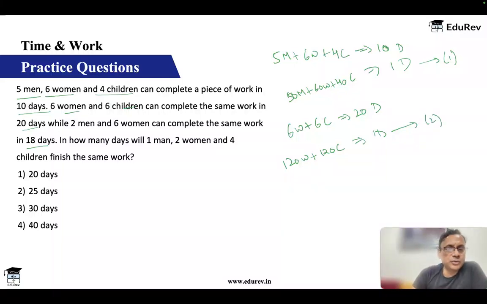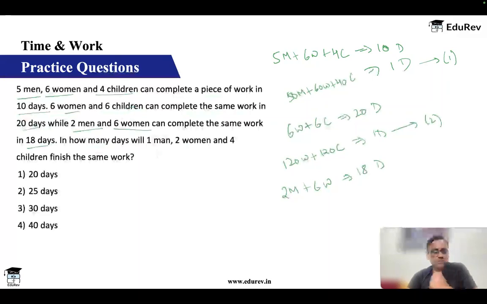And then I have 2 men and 6 women finishing in 18 days. 2 men plus 6 women finish it in 18 days. So I should make my team 18 times. So 18 into 2, 36 men, plus 18 into 6, 108 women. They finish the work in one day. This is my third equation.